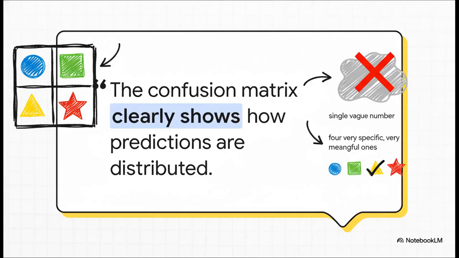And this is really the whole point. The confusion matrix shows you exactly how all the predictions are spread out. You're not just getting a single blurry number anymore. Instead of one vague accuracy score, you get 4 super specific, super meaningful numbers that tell you the complete story.